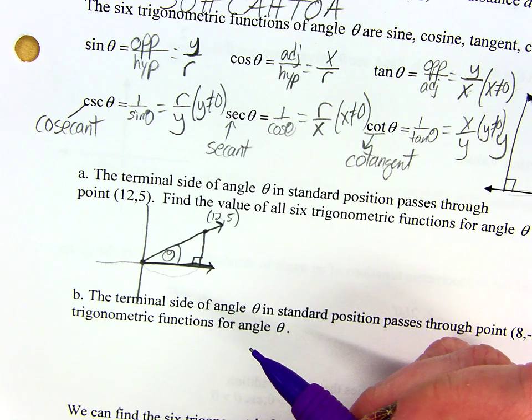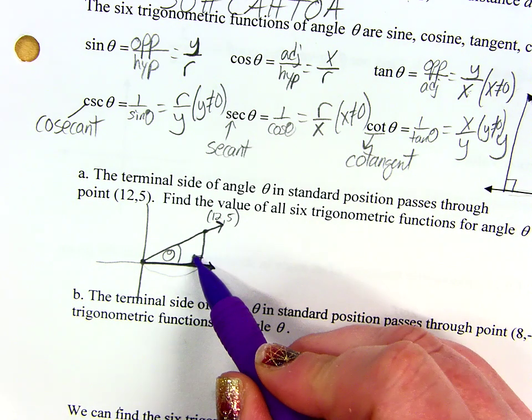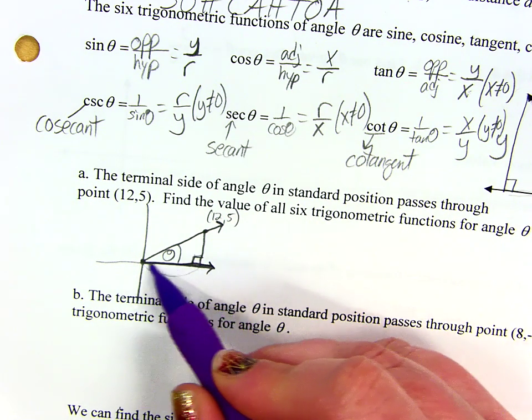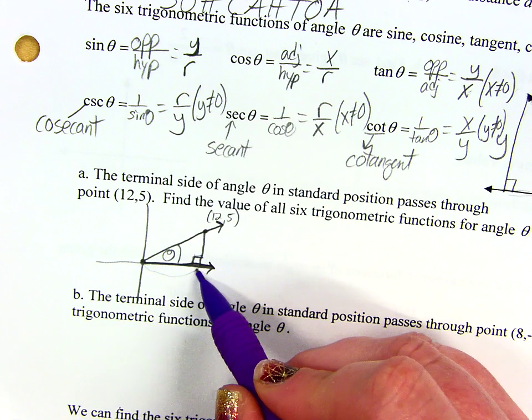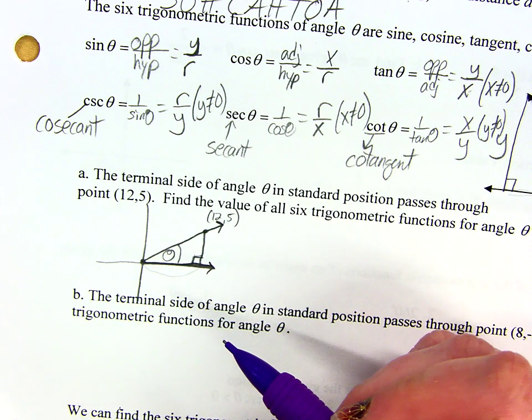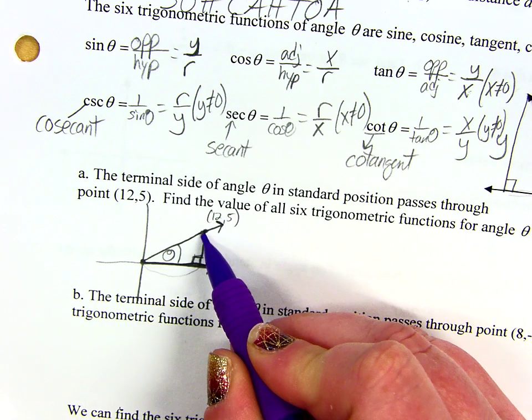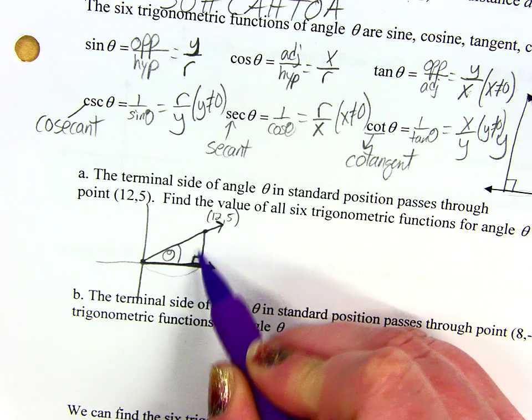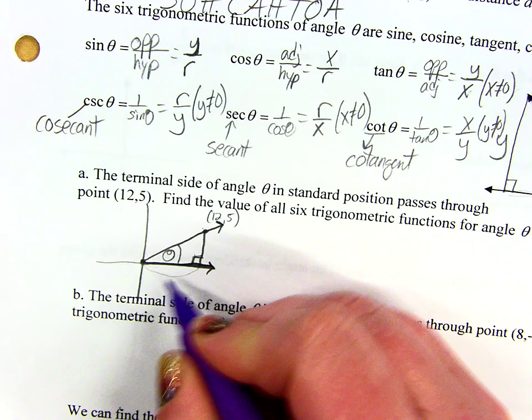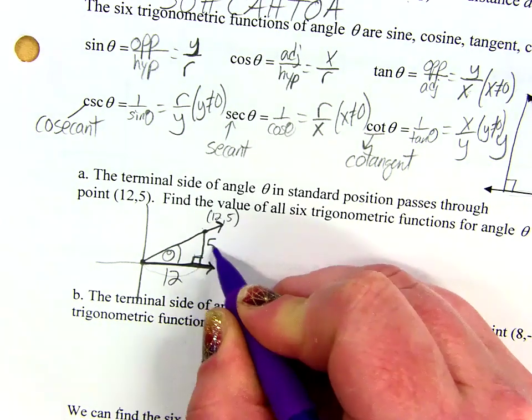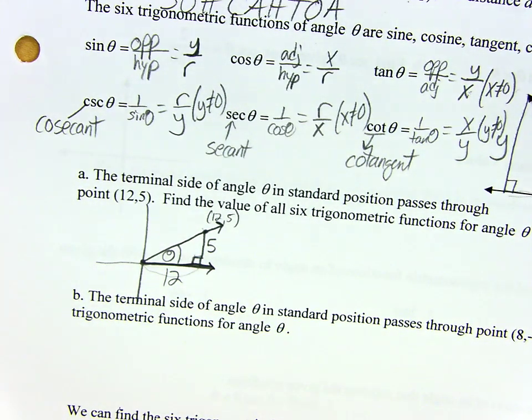Oh, that angle's 90, but this distance, you know it. You know how long this side of the triangle is. It's got to be 12. If that point right there is at (12, 5), that means this is 12 and this is 5, doesn't it? Do you guys see that? So that's 12 and that's 5. Does that make sense? Okay.